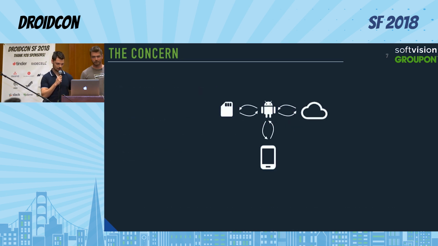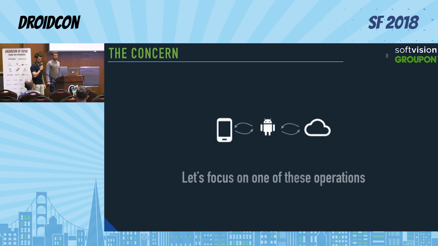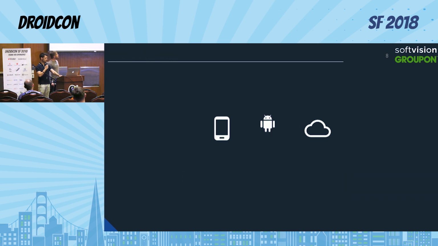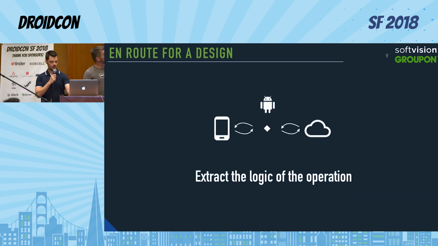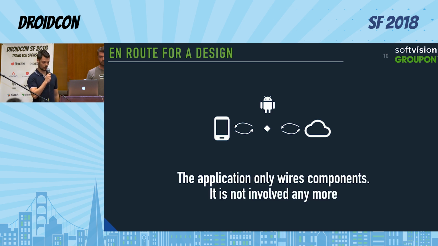So let's take a typical example, interacting with a file system and performing a network request. First, I'll focus on these two operations. So this is a common use case. You just fetch something from the network, display a loading screen, and when the results come back, you display it on the screen. The first thing we do is to extract the logic of this operation, and next we encapsulate it in our code. So now we have a common place where you do that operation, a component that does it, and your app only wires these components to the UI. So it's not involved anymore, so we can remove it from the diagram.